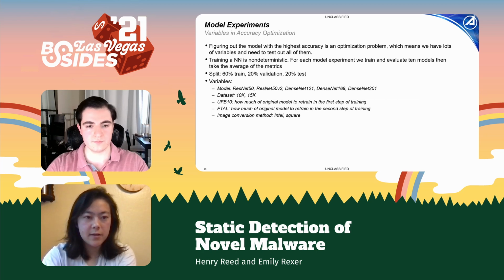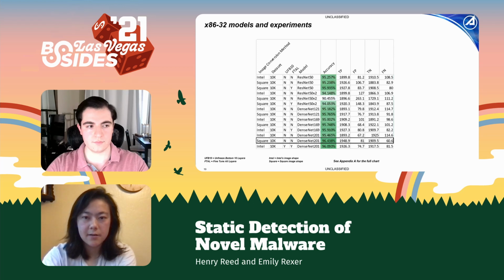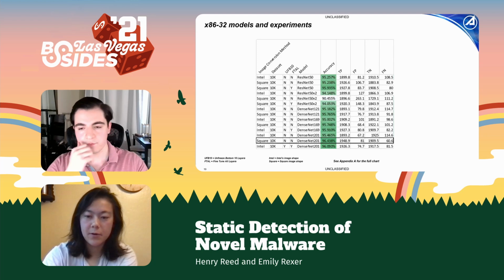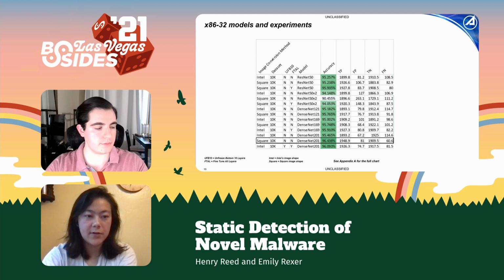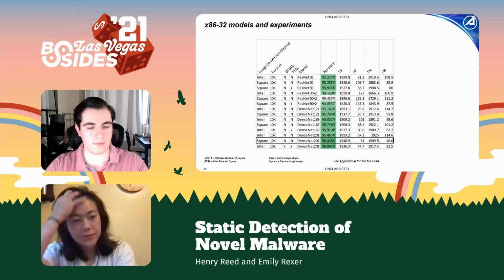So here are the 10K dataset results. Note that these aren't the conclusions. This is just the raw data from our experiment and optimization process. And the number you should care about is in this outlined row. So I'm going to point out a couple variables that matter. This outlined row is the highest accuracy of all the rows for 10K. We found that the square image conversion method worked best, and transfer learning from DenseNet 201 worked best. We got an accuracy of about 96.4% here.